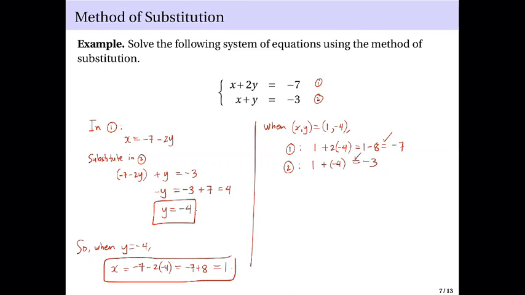Okay? So this is the method of substitution. So again, we use one equation. We write one variable in terms of the other, meaning we isolate one of the variables on one side of the equation, put everything else on the other side, and then we substitute to the other equation. And then we solve the variables. So method of substitution. Okay?